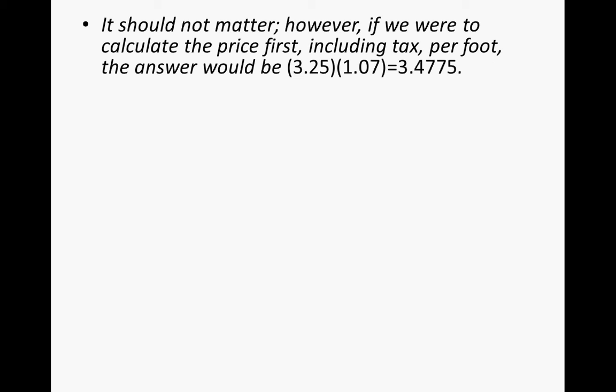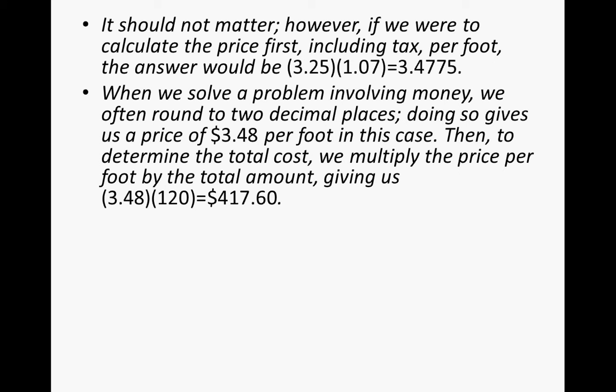However, if we were to calculate the price first, including tax per foot, the answer would be $3.25, which was the price per foot, times 1 7/100, which was the tax, would give us 3.4775. When we solve a problem involving money, we often round to 2 decimal places. Doing so gives us a price of $3.48 per foot in this case. Then to determine the total cost, we multiply the price per foot by the total amount, giving us 3.48 times 120 is $417.60.